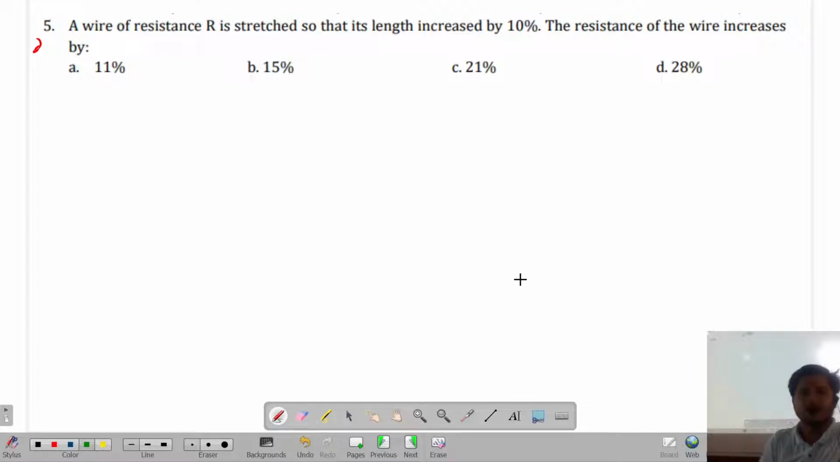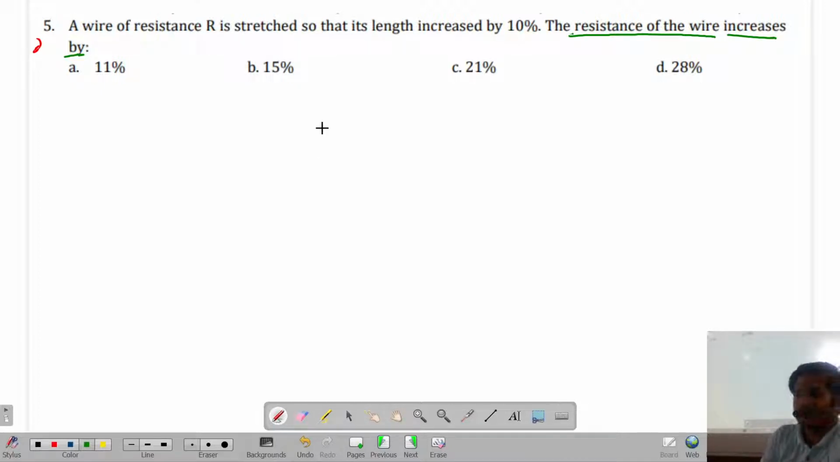Question number 5. The wire of resistance R is stretched, like its length is increased by 10%. The resistance of wire increases by... It's not told how much percentage the resistance has increased. It has told the resistance increases by.